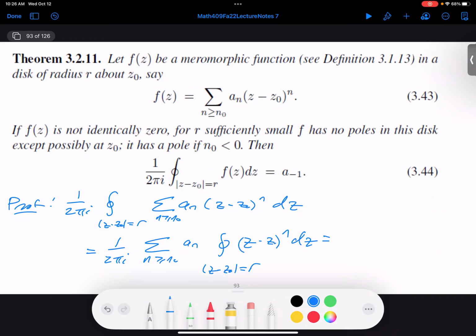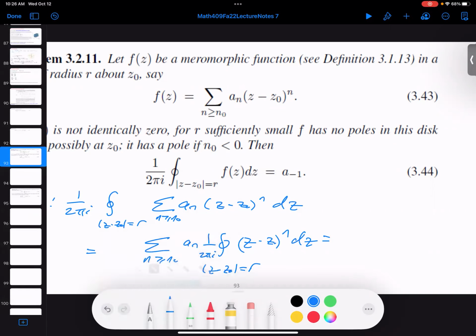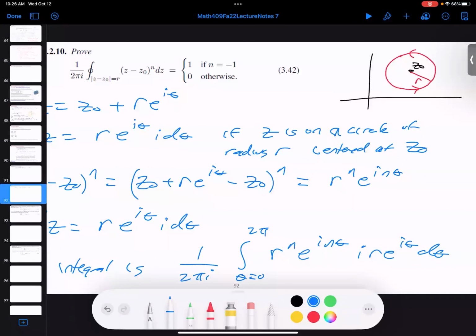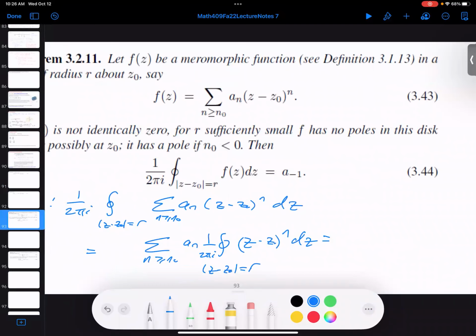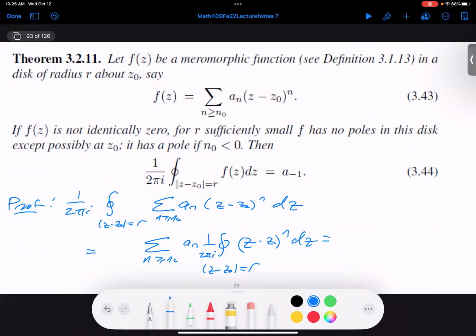Oh, actually, for that, we want the 2 pi as part of that. Because when we did it on the previous slide, it was 1 over 2 pi i times that integral is equal to 1. So I should put my 2 pi i there. So this is just going to become a -1.